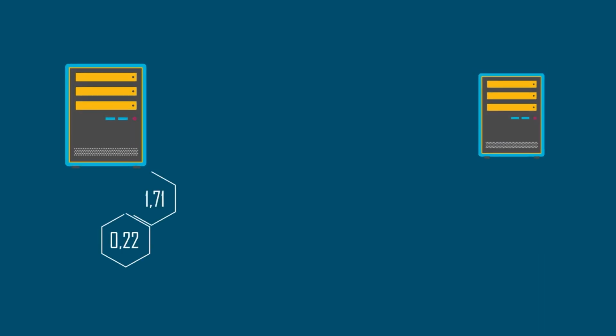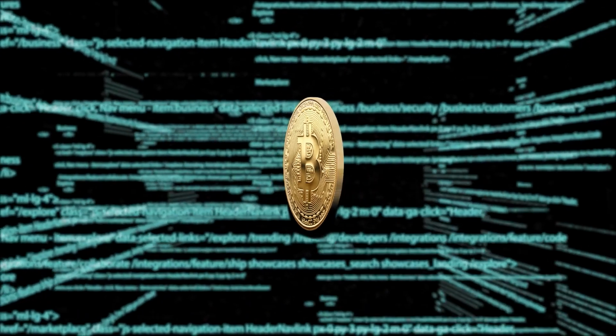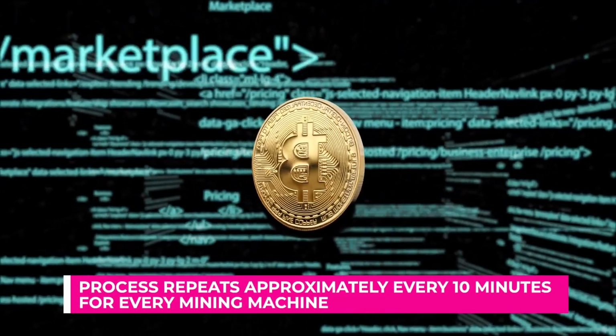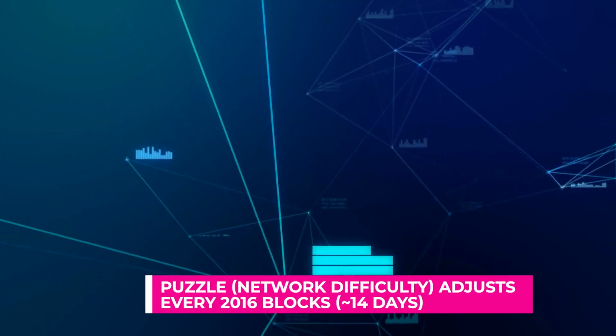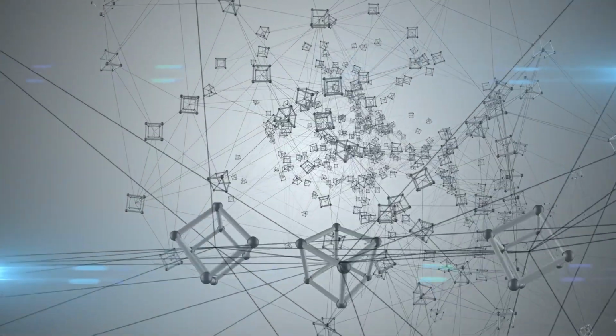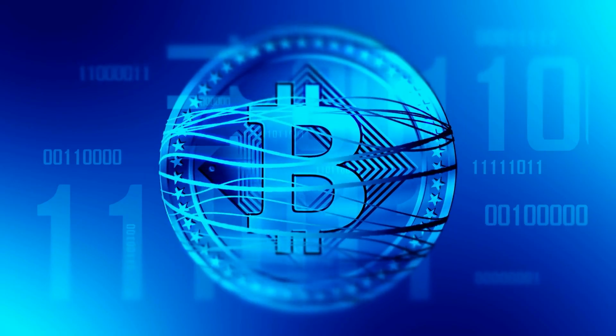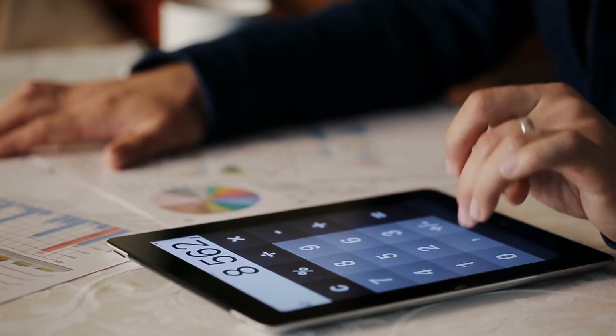The reward plus transaction fees is paid to the miner who solves the puzzle first. This process repeats approximately every 10 minutes for every mining machine on the network. The difficulty of the puzzle, network difficulty, adjusts every 2016 blocks, 14 days, to ensure that on average one machine will solve the puzzle in a 10-minute period. This begs the question, how do miners calculate their earnings?